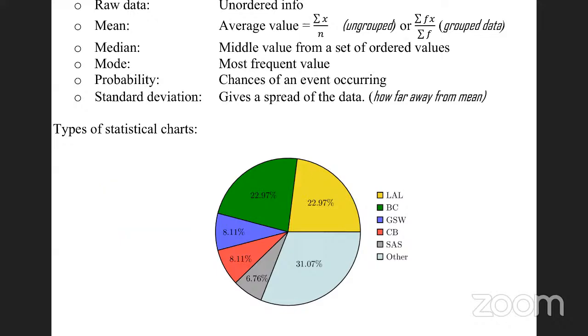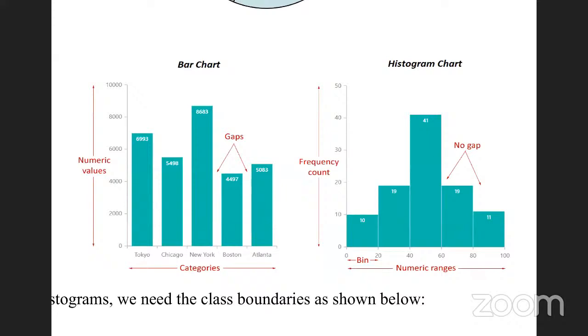Next, bar charts. A bar chart has gaps. A histogram has no gaps. Which one do I use for discrete data, histogram or bar chart? Bar chart. A bar chart is used for discrete data, and a histogram is used for continuous data.